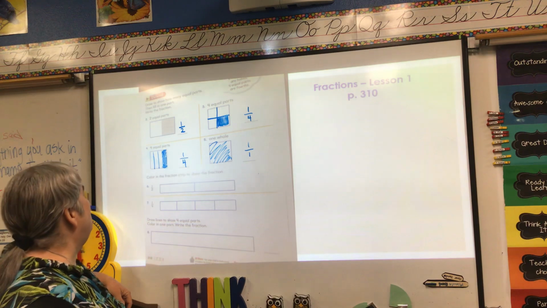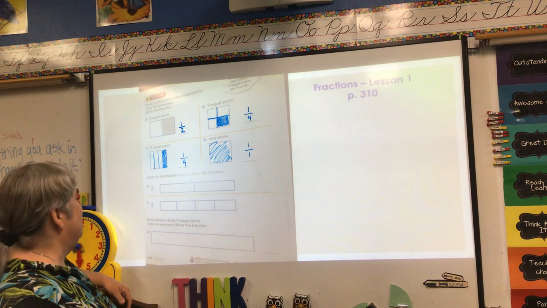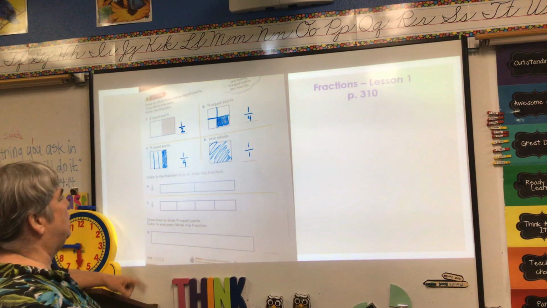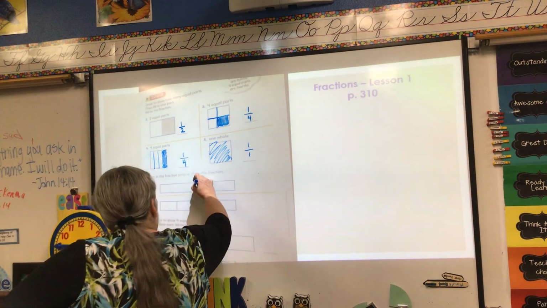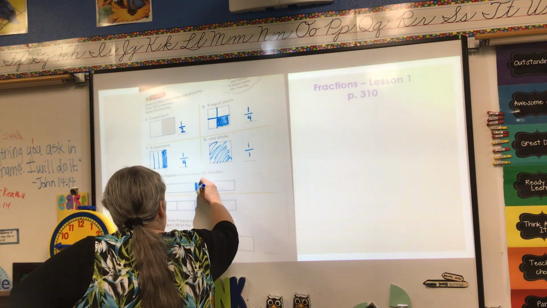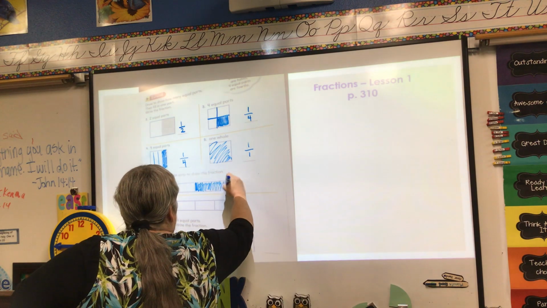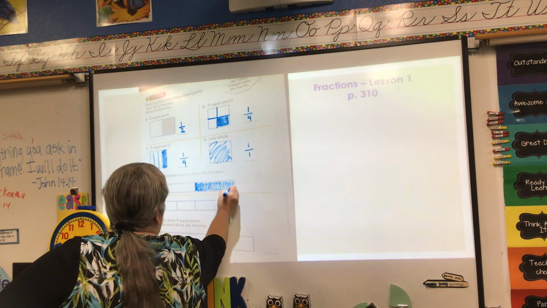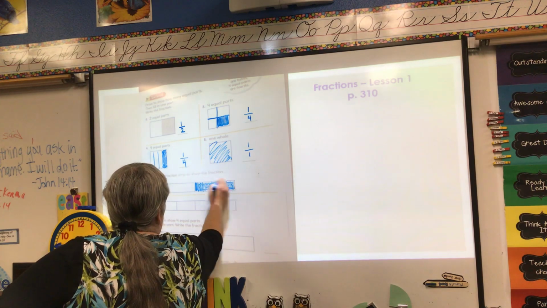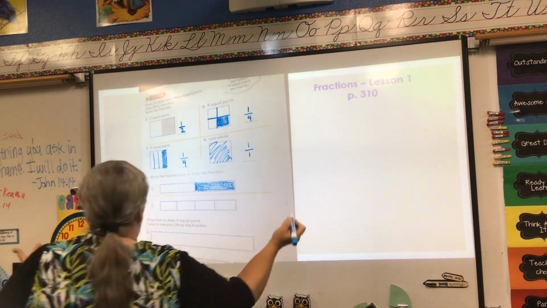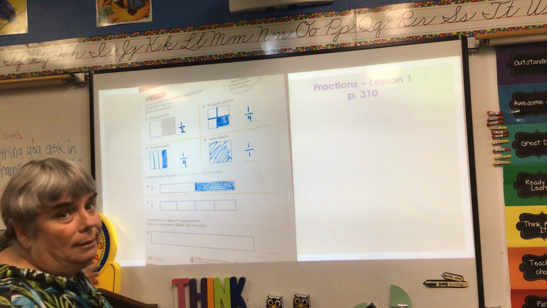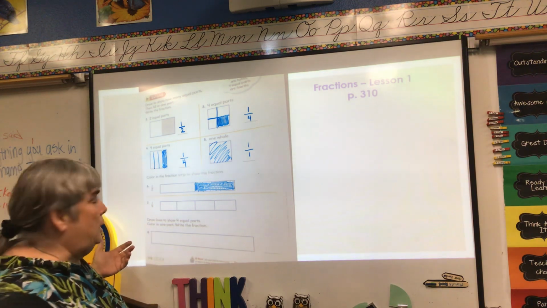Okay, so now we're going to color in the fraction strip. Color in the fraction strip to show the fraction, and we're going to do 1/2. So I noticed this fraction strip is divided into 2 parts, so I'm coloring one of them. Notice that's all I have to do. So this lesson, it's not super complicated.